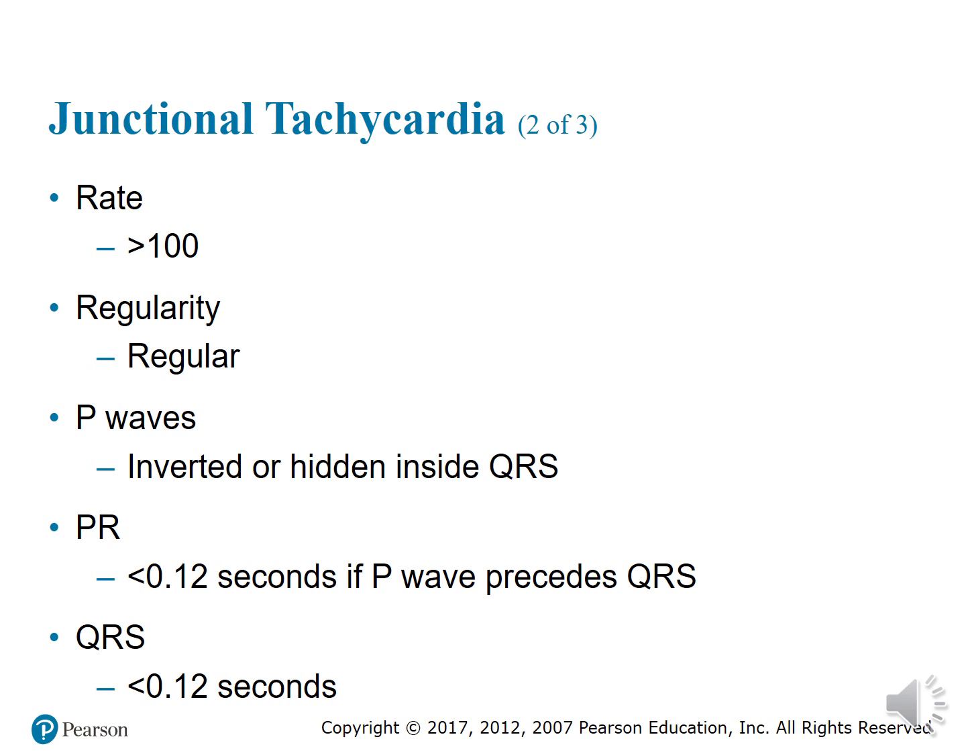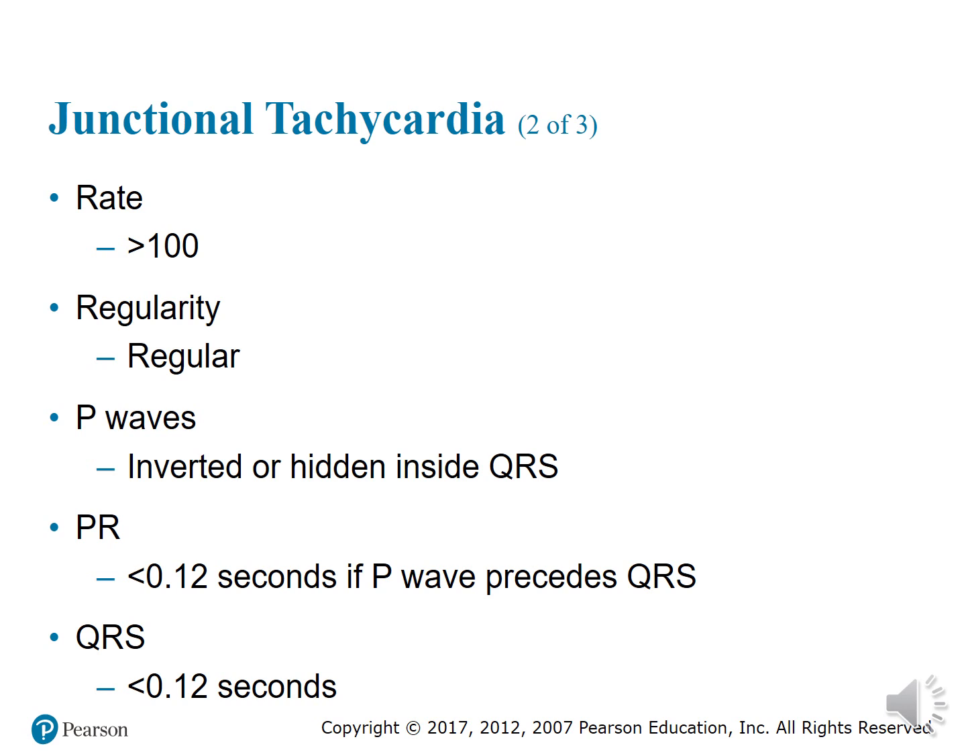So if you don't see a P at all, then it's an SVT. But if you do happen to see a P that's after the QRS or within your T wave, then you have a junctional tachycardia. Remember that. If no P's are visible, then it's an SVT. If there are P waves that show up after your QRS, or buried within your QRS, or buried within your T wave, then it is a junctional tachycardia. Your rate for a junctional tachycardia is greater than 100 beats per minute, meaning 101 and above.